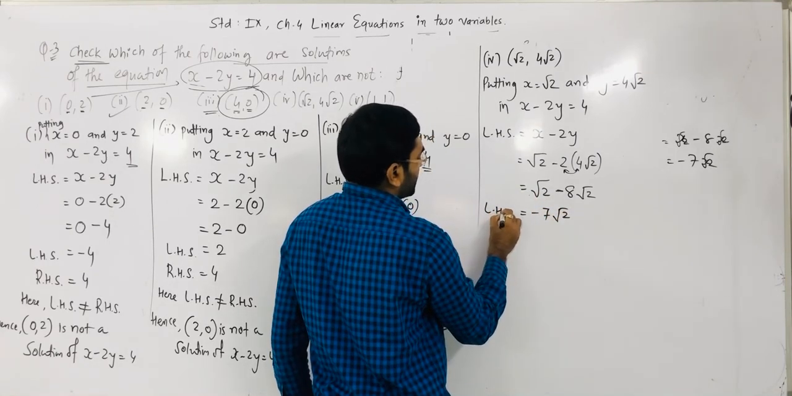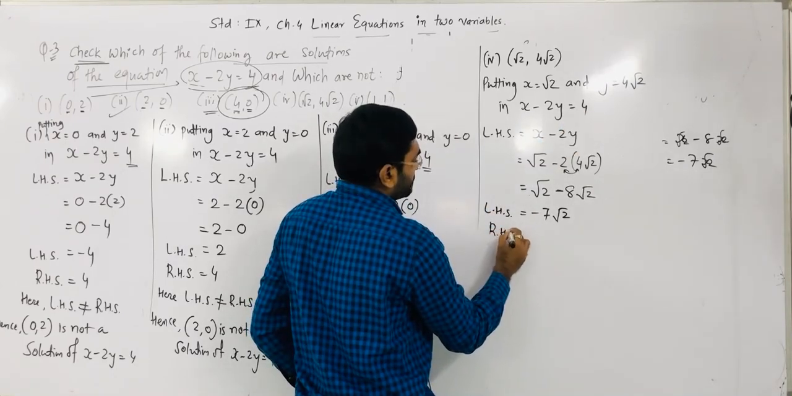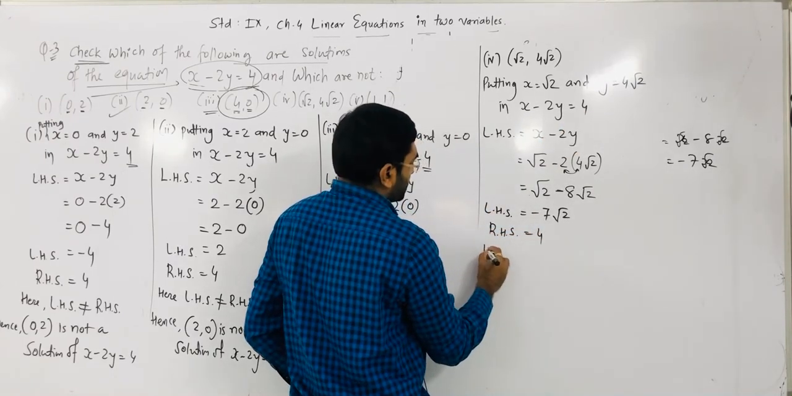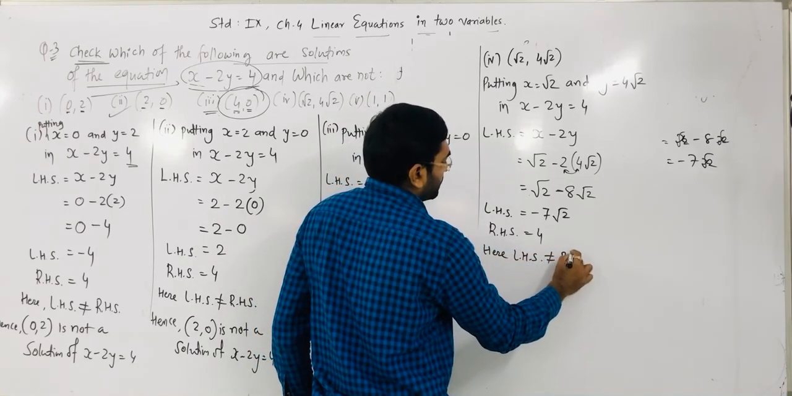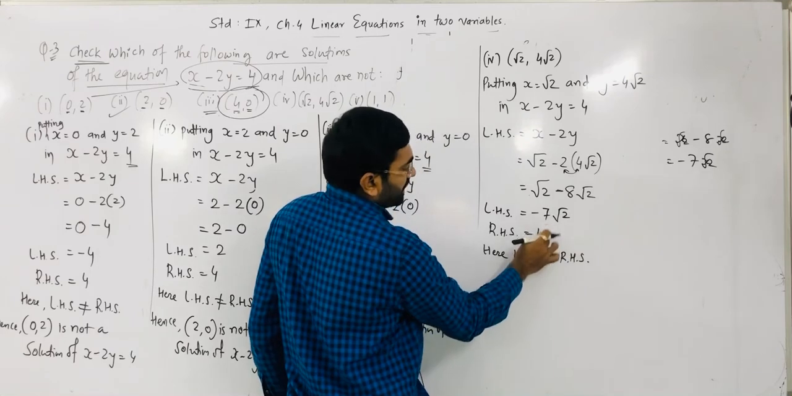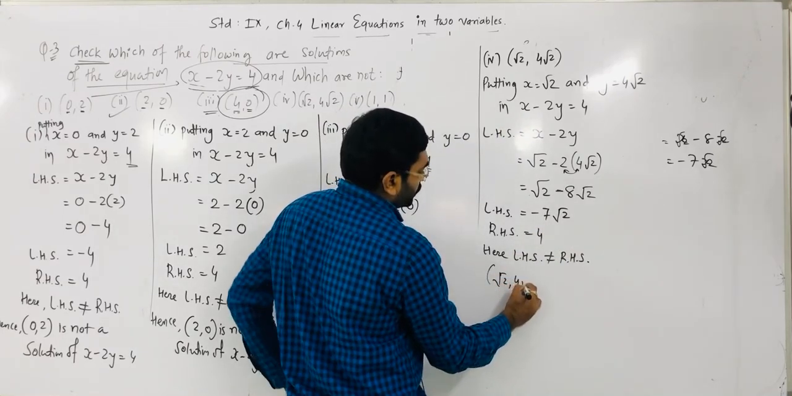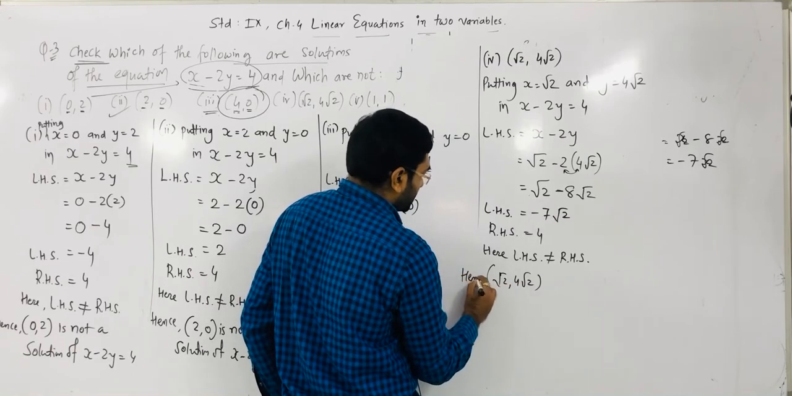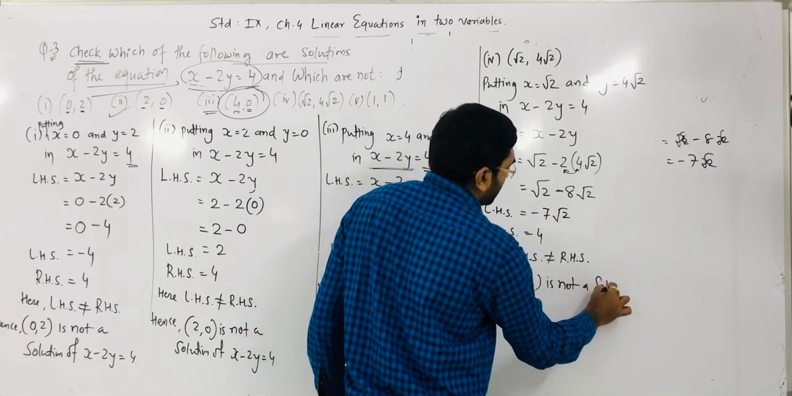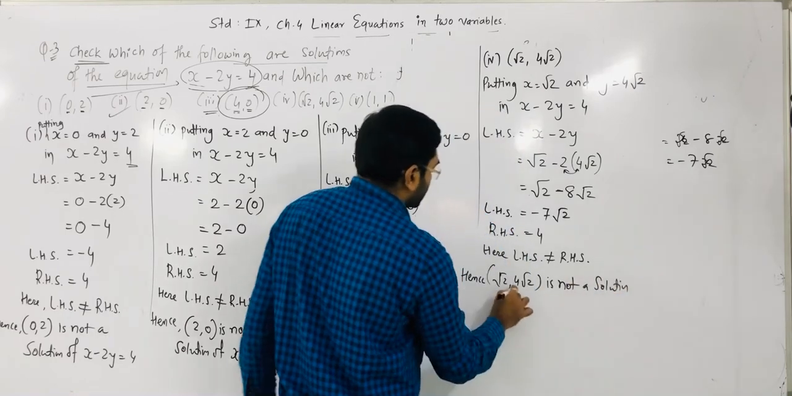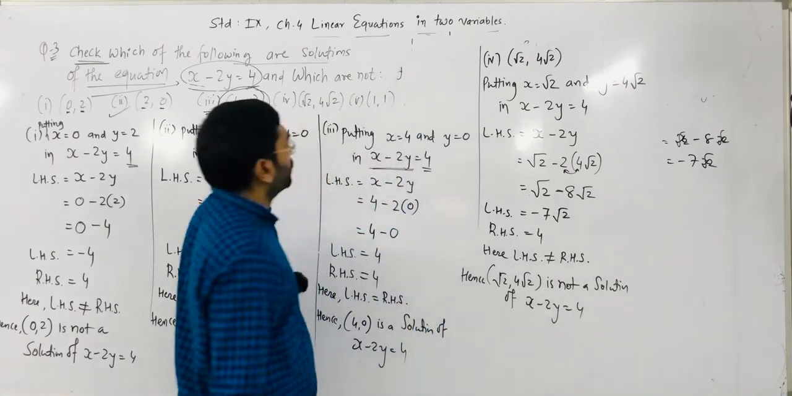This is our left hand side. But in the equation, the right hand side is 4. So we can say the left hand side is not equal to the right hand side, because those values are not equal. Hence we can say root 2, 4 root 2 is not a solution of the given equation x minus 2y is equal to 4.